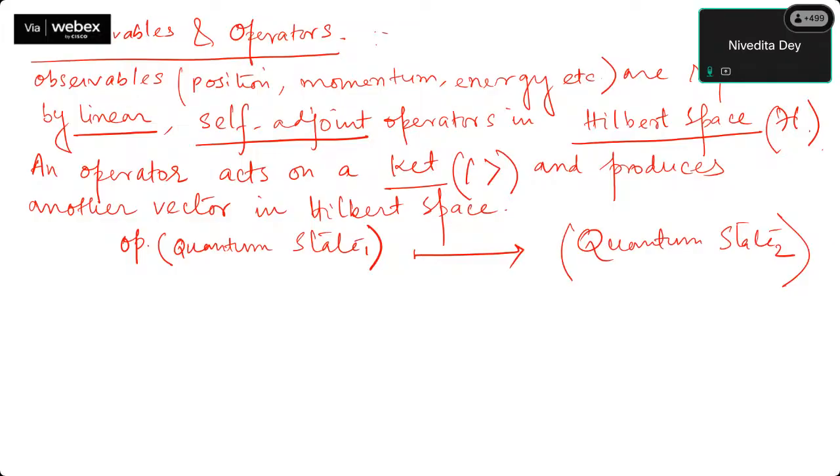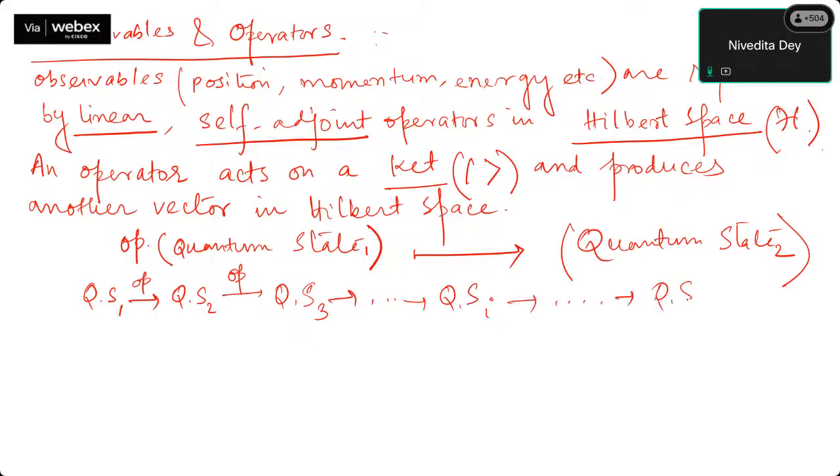And quantum computing is nothing but the quantum state transformation from the initial state to the final state through several intermediate states. Okay, so it's like, say, quantum state 1, then quantum state 2, on some operator, then quantum state 3, followed by some quantum state i, and again till the final quantum state. And this entire thing is basically what we refer to as quantum computing state transformation.